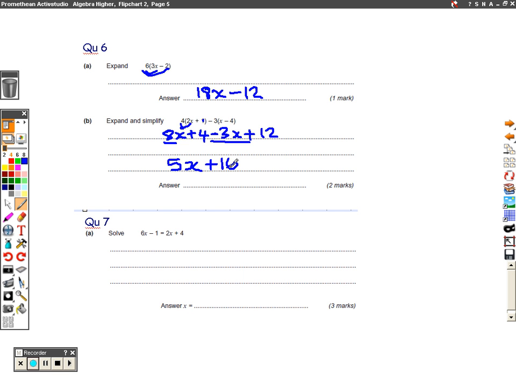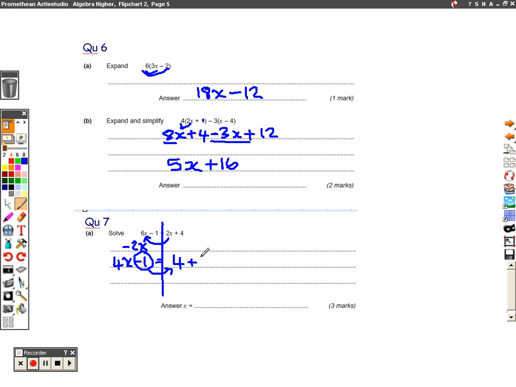Solve the equation. Now, put your line down the middle. Okay. Move your smaller x value first when you've got letters on both sides. So 2x comes across as minus 2x. So you've got 4x minus 1 is equal to 4. Your minus 1 then moves across as plus 1. So 4x is equal to 5.